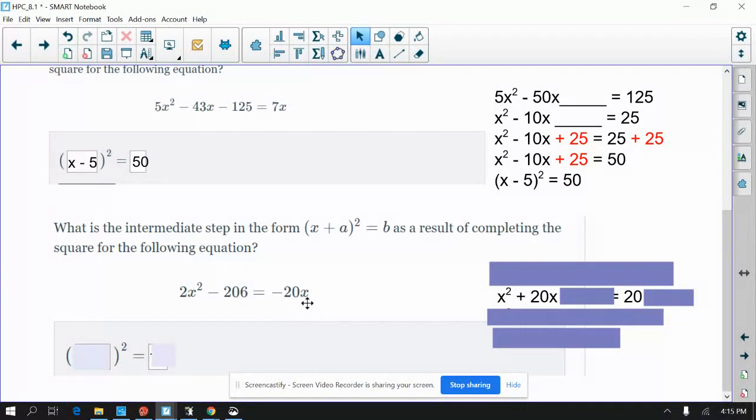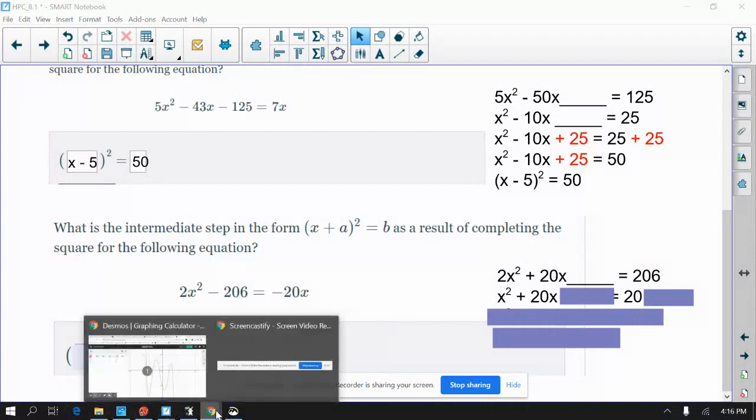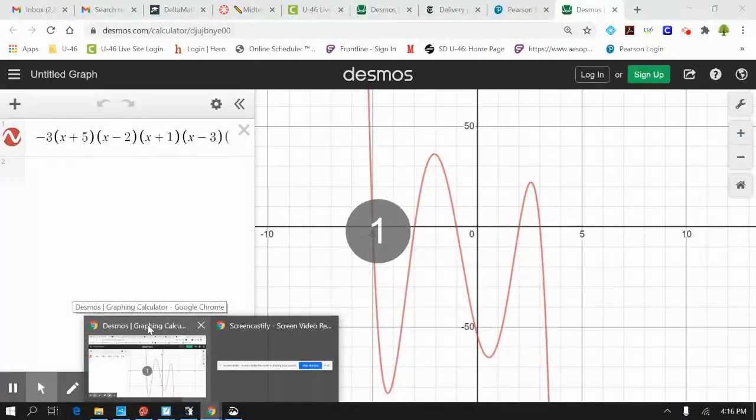Okay, another mess. I've got the variable on the right, I want it on the left. I've got the number on the left, I want that on the right. So I'm just going to flip these. I'm going to add 20x to both sides. I'm going to add 206 to both sides. And I get that. Now, before I complete the square, I have to get rid of this 2. So I have to divide both sides by 2.